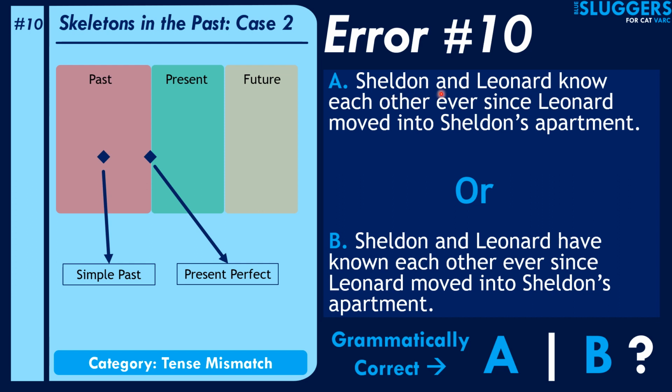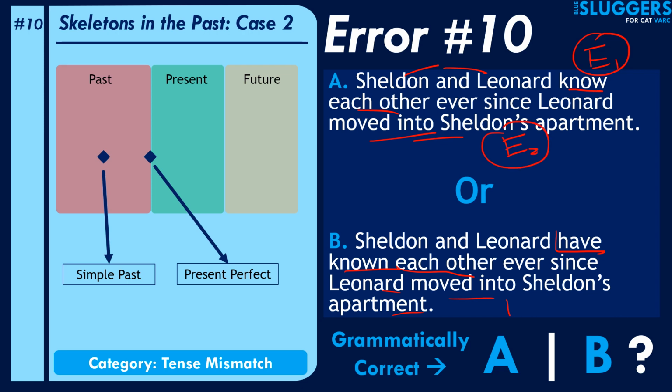So the first sentence says: Sheldon and Leonard know each other ever since Leonard moved into Sheldon's apartment. The second one says: Sheldon and Leonard have known each other ever since Leonard moved into Sheldon's apartment. So that's the difference, right? Have known each other instead of know each other. The rest of the sentence is the same. Even in this case, there are two events in the picture. The first one is these two people knowing each other. Let's call that event one, and the second one is Leonard moving into Sheldon's apartment. Let's call that event two.